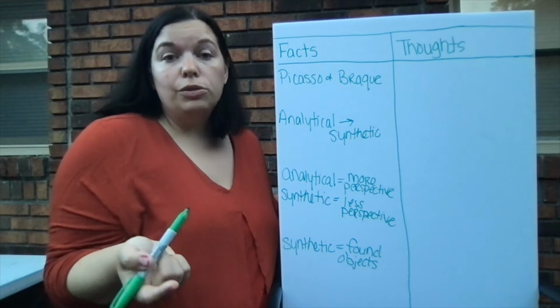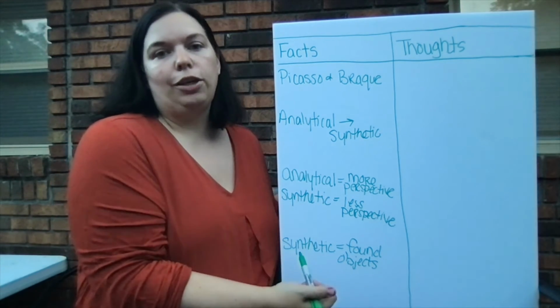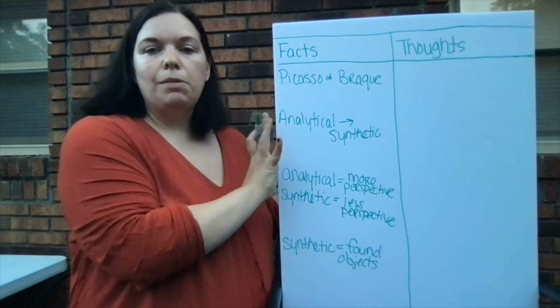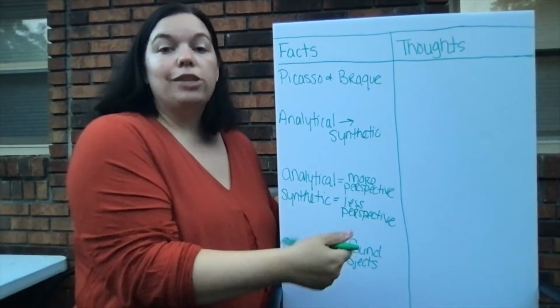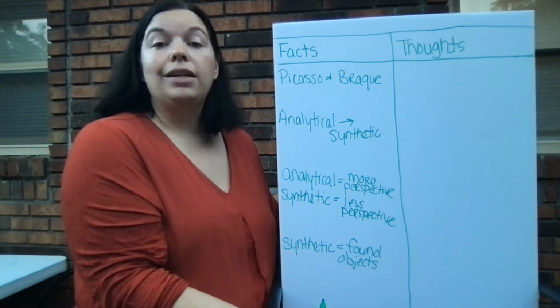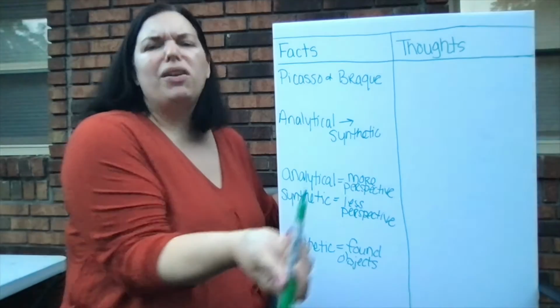So now what we're going to do is look at some visual references for these analytical and synthetic cubism, okay? So you're going to get a piece of paper that's going to have your facts and your thoughts on it so that you can write down the facts. You can add more if there's more that you want to add that we didn't do today in a group, and then also you can do your thoughts on the other side. So I'll give you an example.